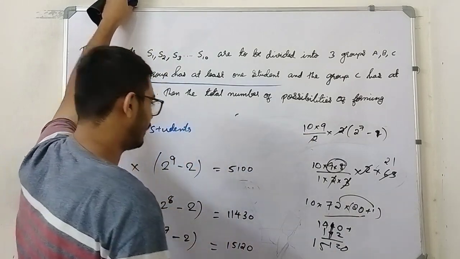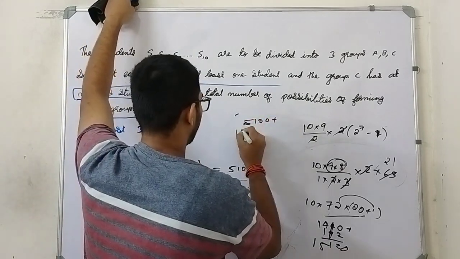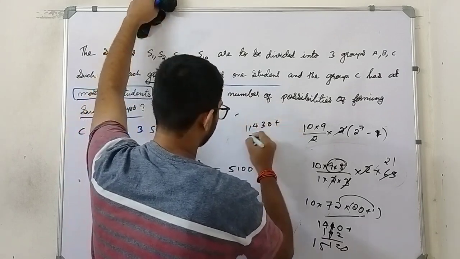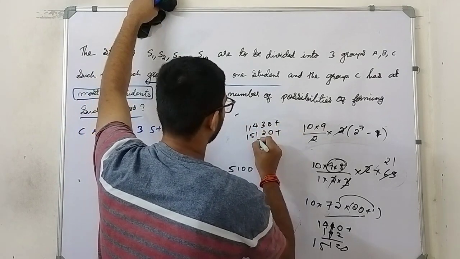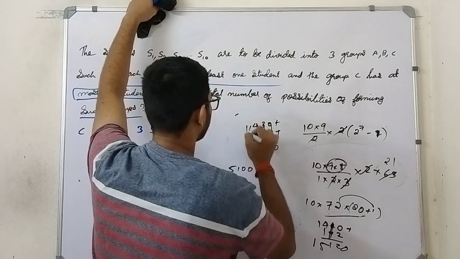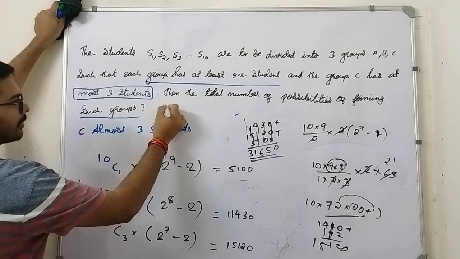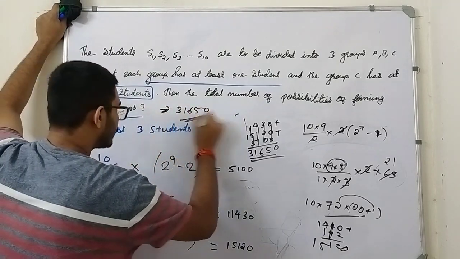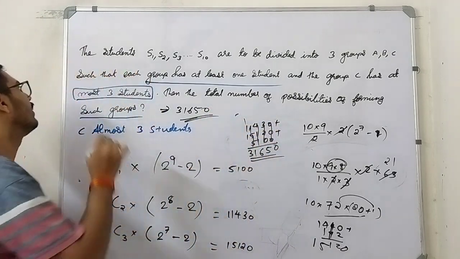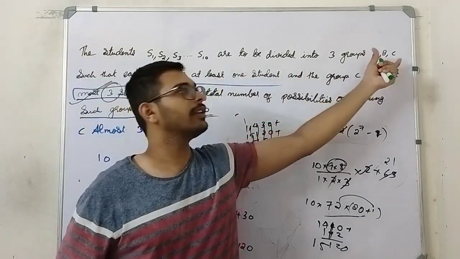Now you can add, you will get the total value. So what will be the value? 5100 plus 11430 plus 15120. So the total number of ways of forming such groups is 31650. This is the total number of possibilities of forming such kind of groups, having at most 3 students in C and at least 1 student in both A and B.